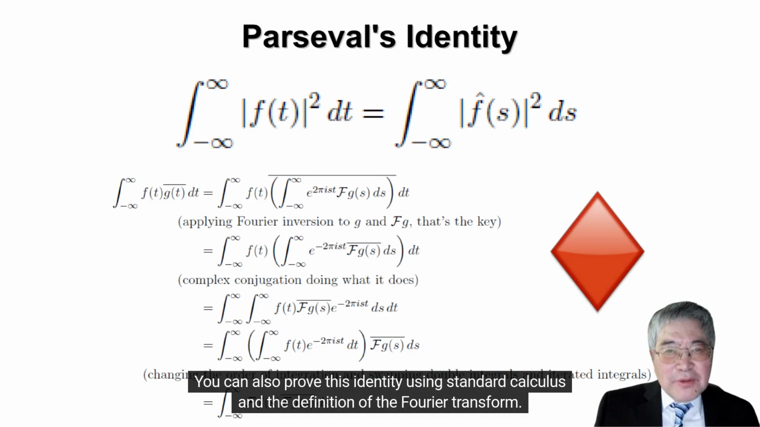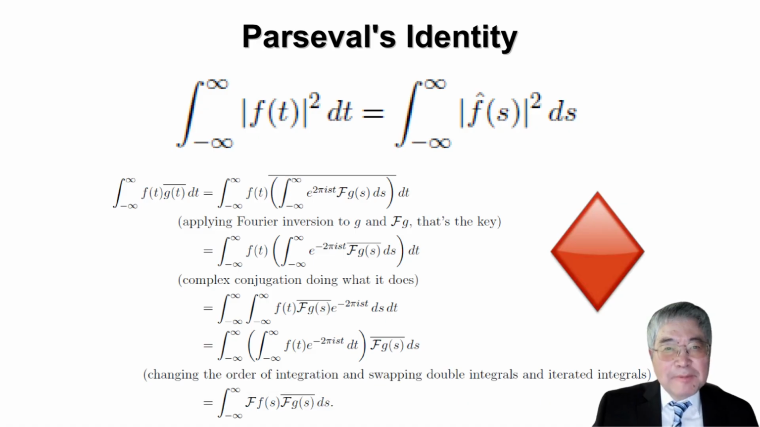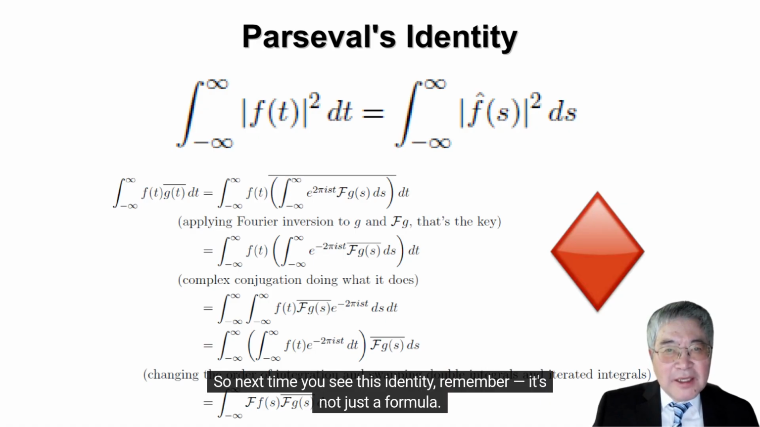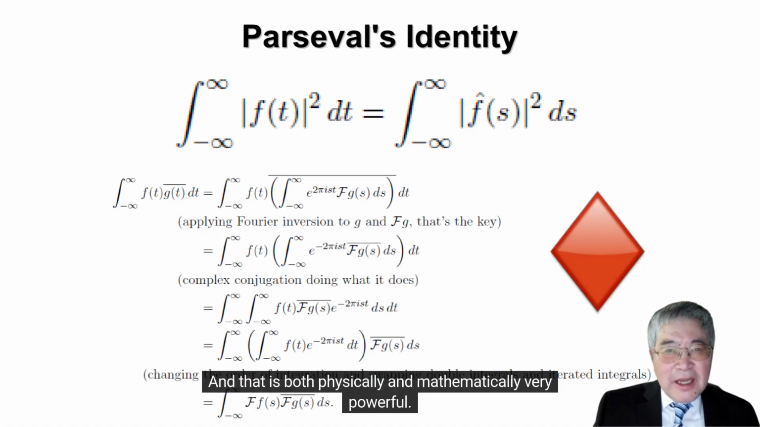You can also prove this identity using standard calculus and the definition of the Fourier transform. And yes, that's a good exercise, but I want you to also grasp the meaning behind it. So next time you see this identity, remember, it's not just a formula. It tells you that energy or vector length is preserved when moving between the time and frequency domains, and that is both physically and mathematically very powerful.